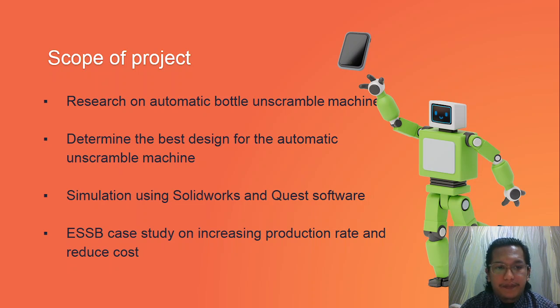Third, the simulation using SolidWorks and Quest software. SolidWorks is used to design a 3D prototype and also to simulate the functions of the parts. Then the Quest software is used to simulate the process of the design. Fourth, the company Eagle Swipe is used as a case study to increase the production rate and reduce costs in the production line of their company.